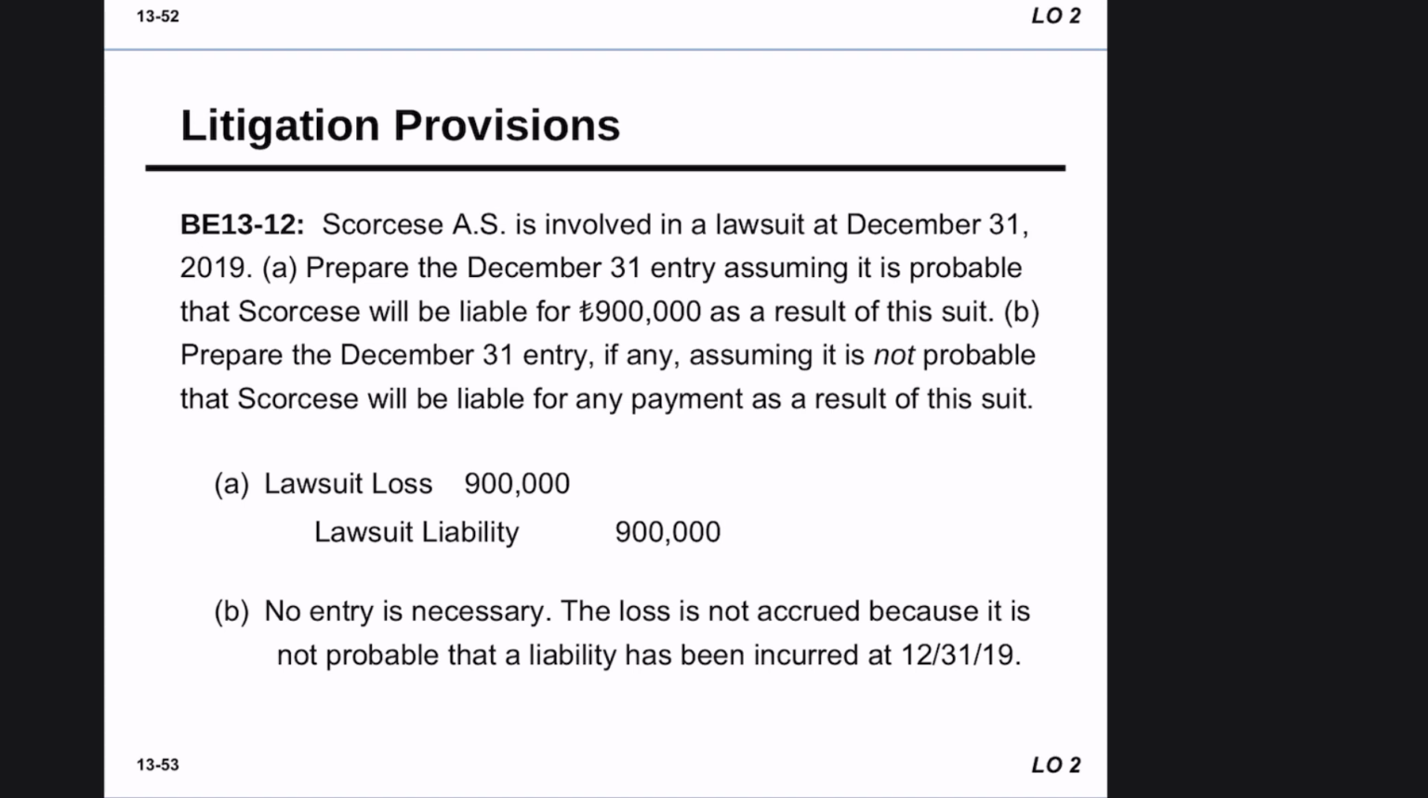B, which is prepare the December 31 entry, if any, assuming it is not probable that Score will be liable for any payment as a result of this suit. So there is no probability that we will pay for this suit. In this case, no entry is necessary.